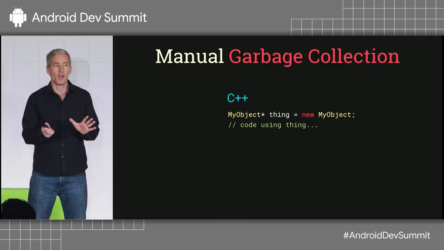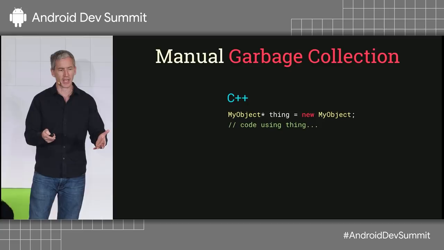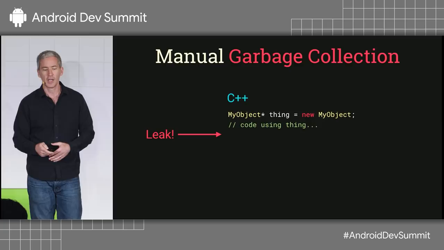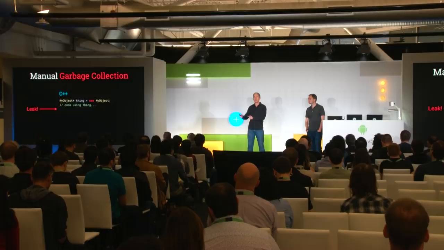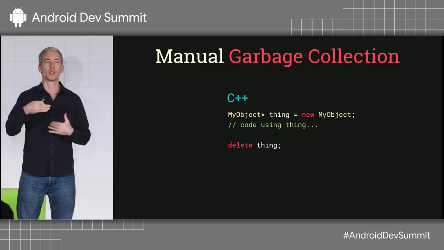So the idea of garbage collection, well, we've all been doing garbage collection even before higher level languages like Java and Kotlin. If you're writing C++ code, then you can do an allocation like this, and then you can write the code that actually uses that object that you've allocated. And then if you don't do anything else, you've just leaked an object. You're taking up space in memory somewhere that eventually is going to cause you to run out of memory, right? So what you need to do is actually free the object. So you delete the thing, you reclaim that memory. So you're basically doing manual garbage collection here.